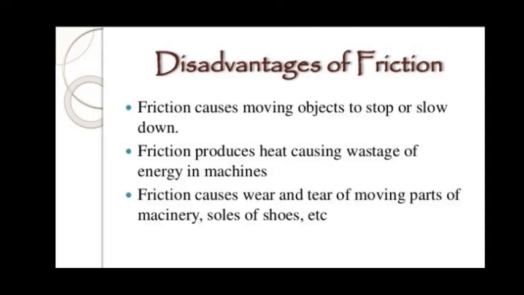Even though we have so many advantages, we also have some disadvantages caused by friction. Friction causes a moving object to stop or slow down. First, friction produces heat, causing wastage of energy in machines. If two parts of a machine work continuously, friction will be created. Because of this friction, heat will be created. This heat will damage the parts. It will not be useful if it damages the parts inside the machines.